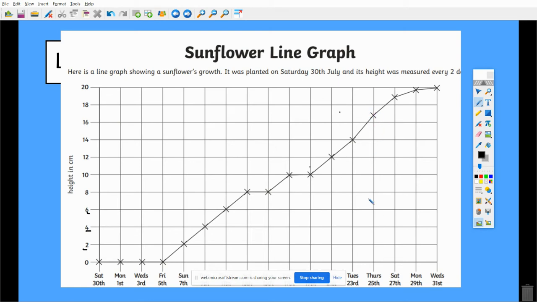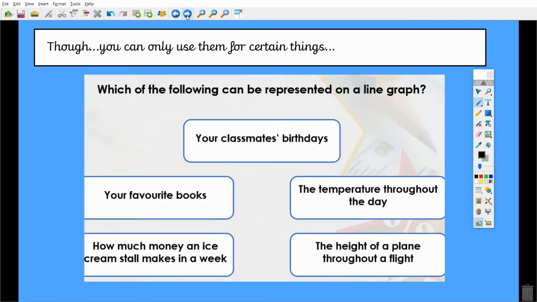Okay, let's try another one. You can't see some of this, so I'm really sorry. I click hide. I can click hide. What height was my sunflower on Monday the 15th? Yeah, you're right. It was 8 centimeters. So I'll go along to Monday the 15th. I go up, and it's 8 centimeters tall. Okay, so this is what our line chart's going to look like today.